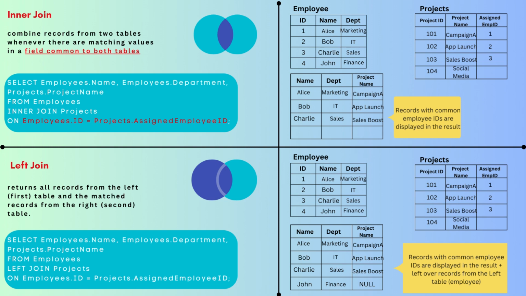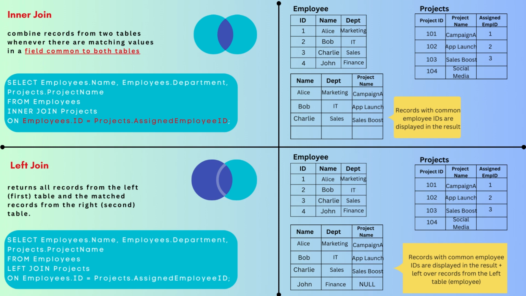So in our case, Alice, Bob, and Charlie. These are the three records. Alice with the department marketing and project name campaign A. And similarly Bob and Charlie. These three will be displayed only because the employee ID of these three records is the same as the assigned employee ID found in the projects table.